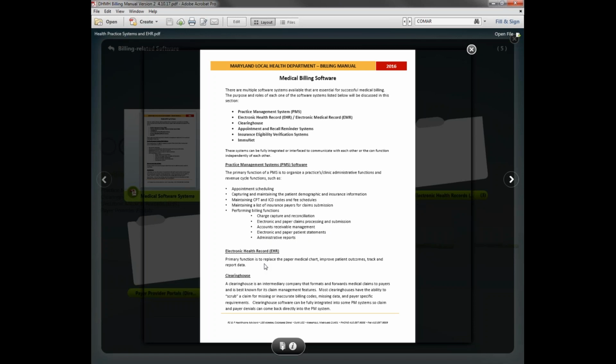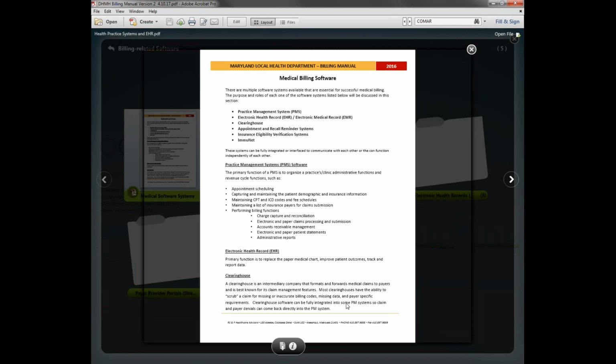Your electronic health record, the primary function of your EHR is to replace your paper medical charts and to improve patient outcomes, track and report data. This is your clinical record and everything outside of your practice management system and your administrative functions. Then you have your clearinghouse. The clearinghouse is your intermediary company that formats and forwards medical claims to payers and is best known for its claim management features. We'll go into a little bit more about clearinghouses in the following subchapters.